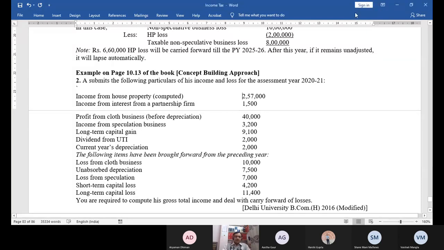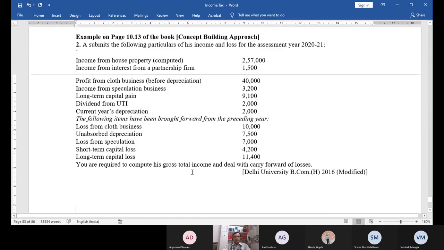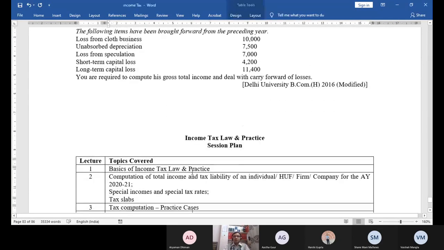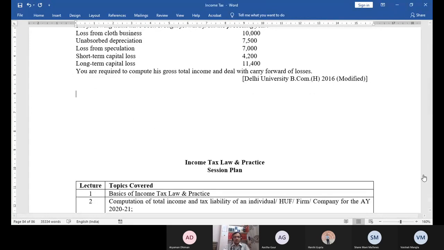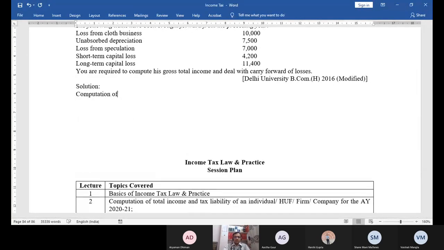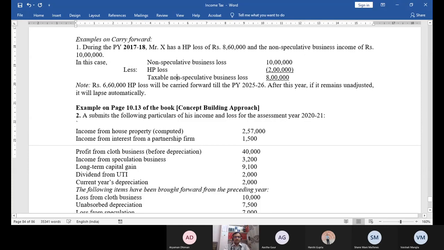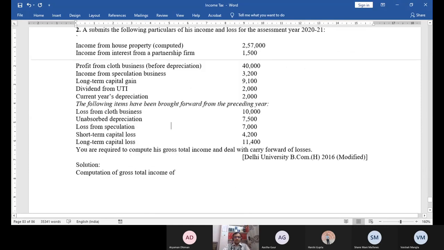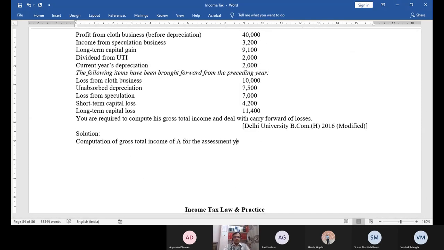Now, let me start solving it. So basically, I have to simply compute the gross total income. Gross means before deduction. Solution, of whom? A. Now, what is the presentation? So start head by head.